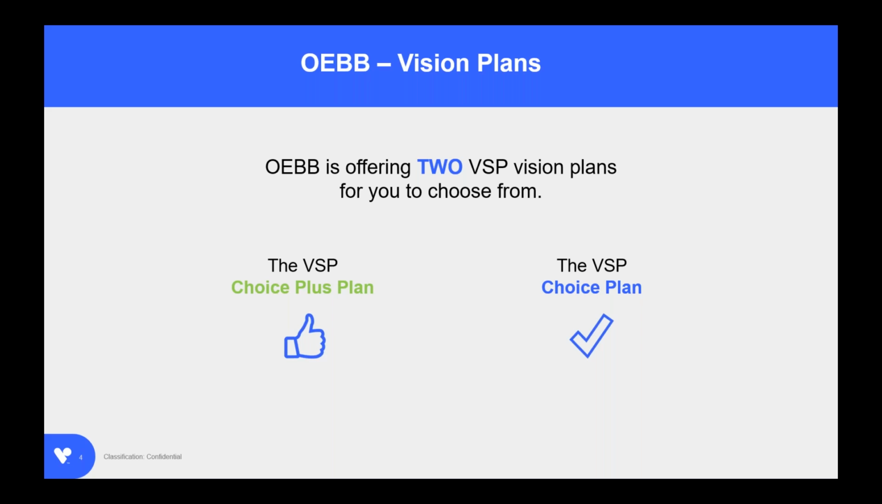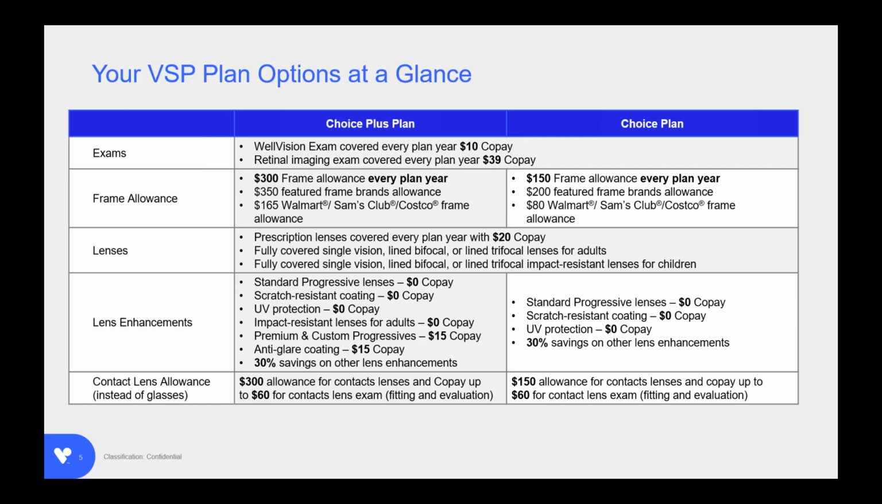Now what we're going to do is take a look at the great benefits available under both plans. These are the same great plans VSP and OEB offered last year. Both plans cover a well vision exam in full every plan year after a $10 copay, and retinal screening is covered with an up to $39 copay.